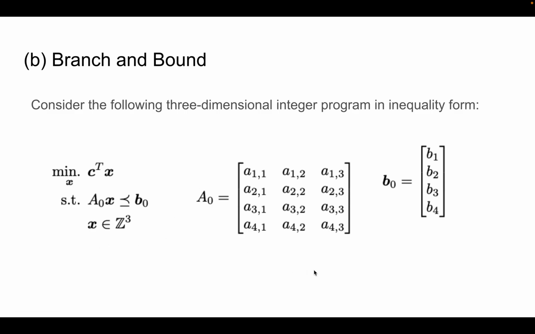And then we have these matrices A and B that contain the constraint coefficients, and then the constraint values for each of the inequalities that are represented by the form Ax is less than or equal to b.